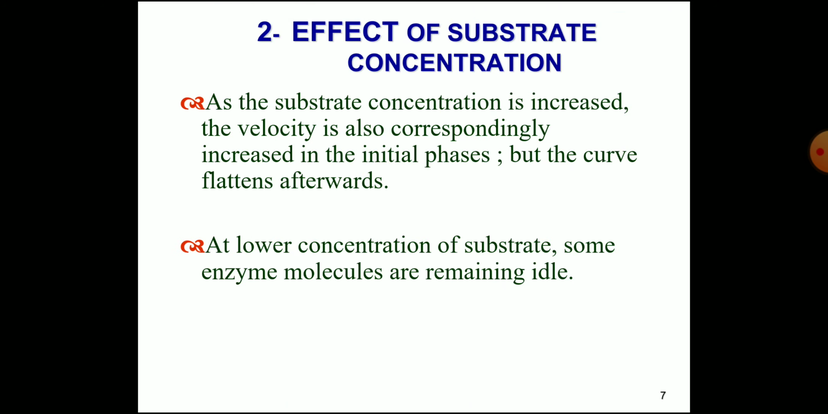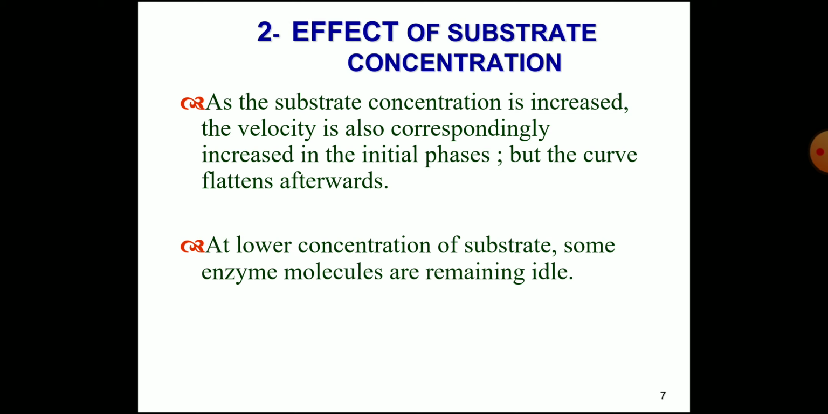Second one is the effect of substrate concentration. As the substrate concentration is increased, the velocity is also correspondingly increased in the initial phase, but the curve flattens afterwards. So if you draw a curve with concentration of substrate on the x-axis and the velocity on the y-axis, to start with, there will be an initial rise directly proportional to the concentration of substrate. Then after that it flattens.